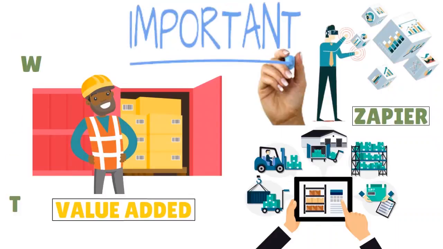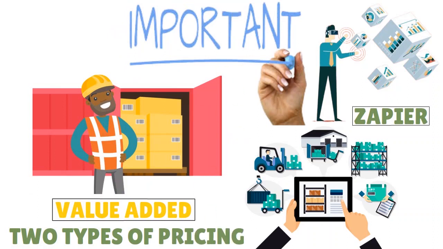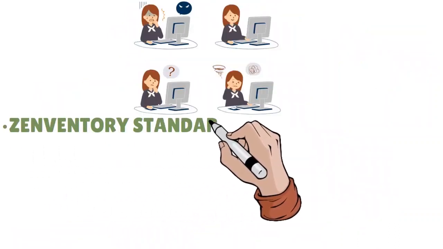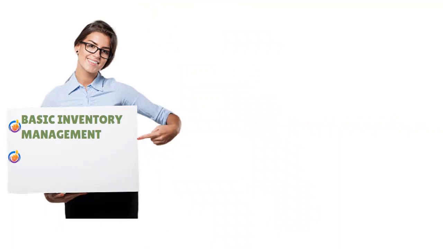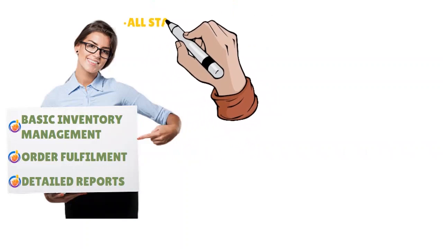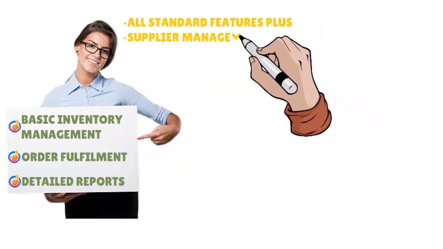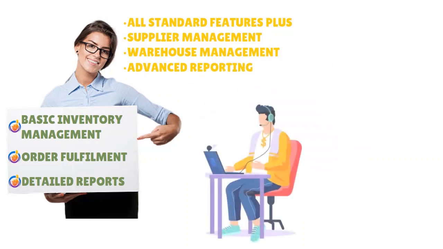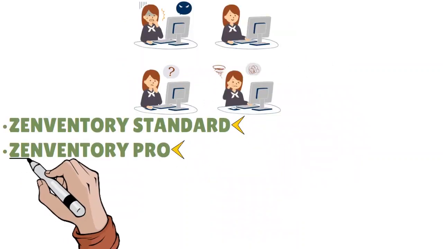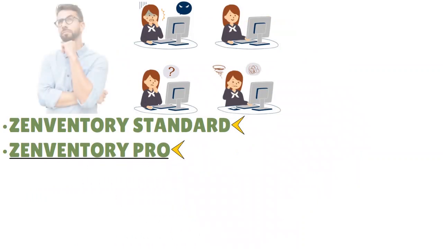Okay, so when it comes to Zenventory, you have two types of pricing plans when it comes to warehouse management. You have Zenventory Standard, and then you have Zenventory Pro. Now, with Zenventory Standard, you have basic inventory management, order fulfillment, and detailed reports. For Zenventory Pro, you have all standard features plus supplier management, warehouse management, and advanced reporting. So if you listen to this show, you definitely want to go with the Pro version. That's where you actually get all the gist that you can have.